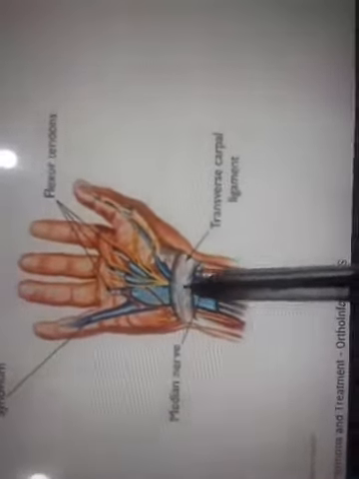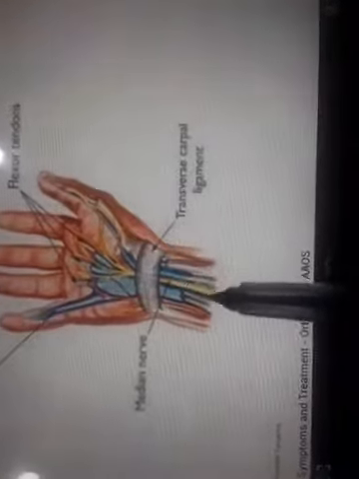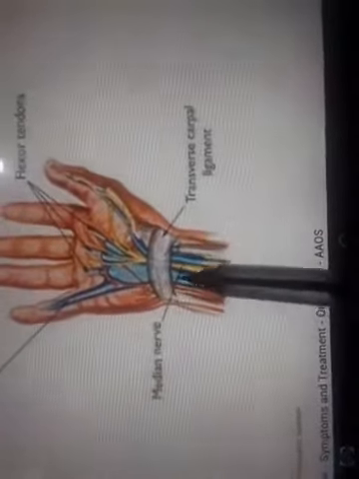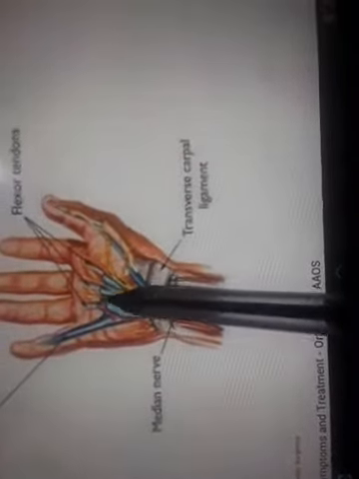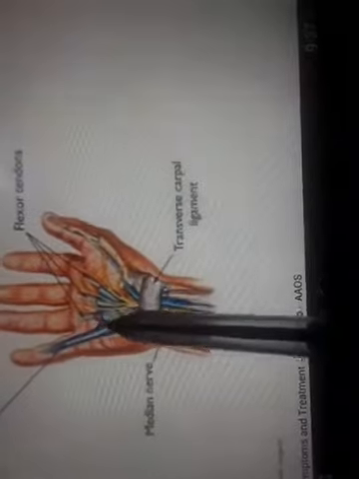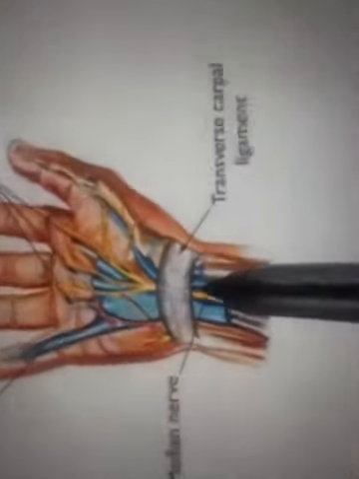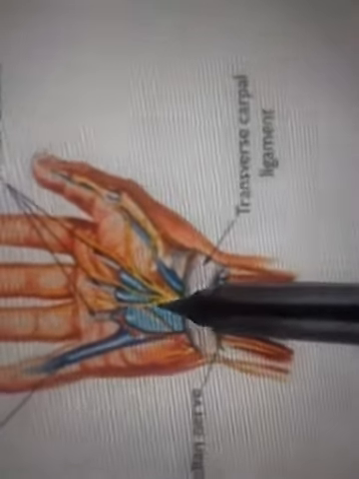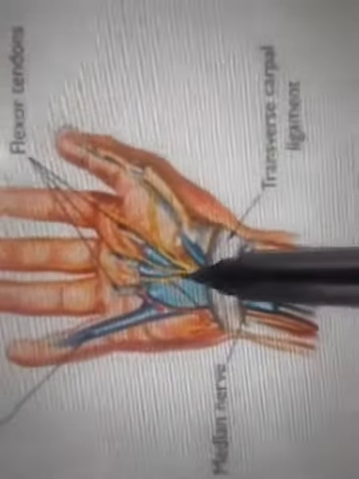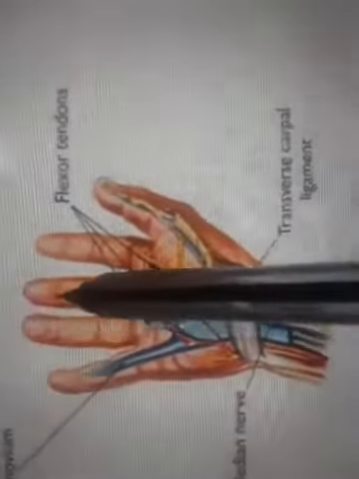It crosses from the forearm through the wrist. It passes under the transverse carpal ligament, and then it bifurcates, that is, it spreads out into the palm. You can see the big nerve here. It goes and then spreads out. The yellow one is the median nerve. It spreads out into the palm and then goes directly into the fingers.